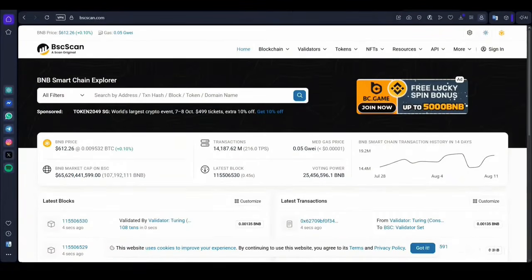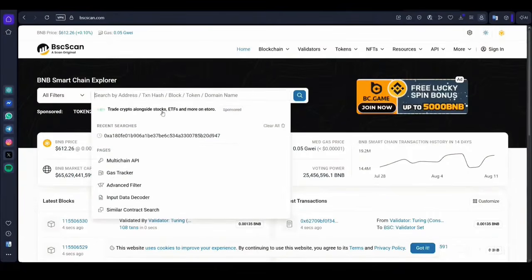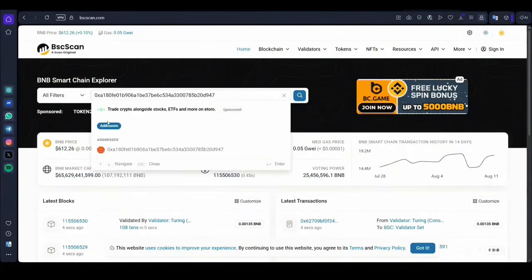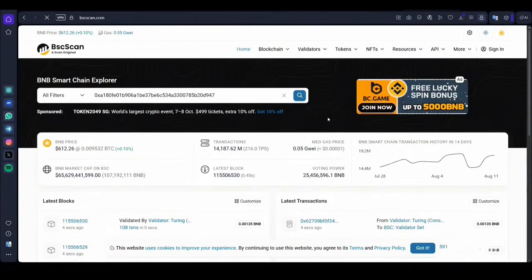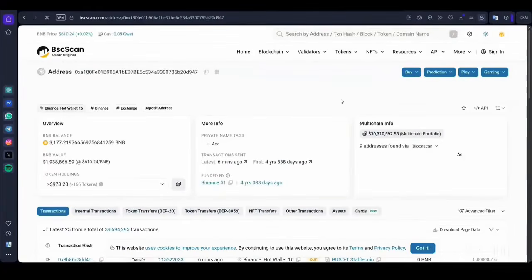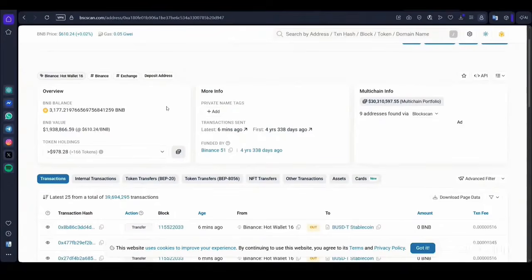Now, to demonstrate this in practice, I have already prepared a wallet that we can use to walk through the process together. Here we have general information about the BNB Smart Chain. Let's take a moment to analyze this wallet. The interface is almost the same as Etherscan. We can look at the overview, which transactions were created.